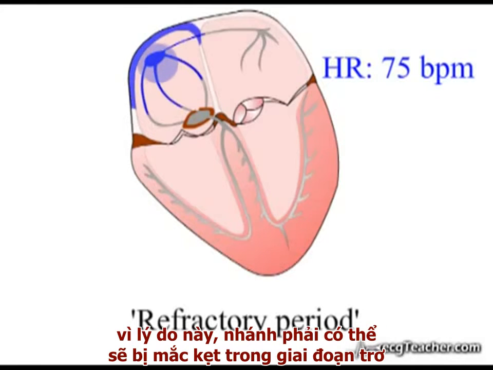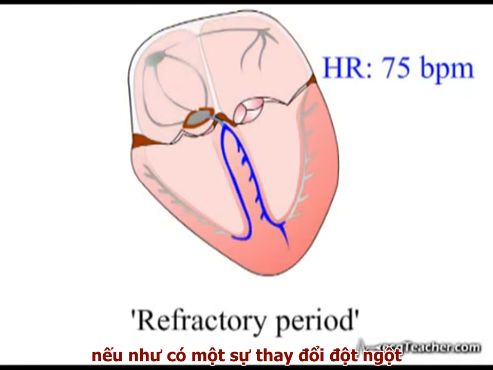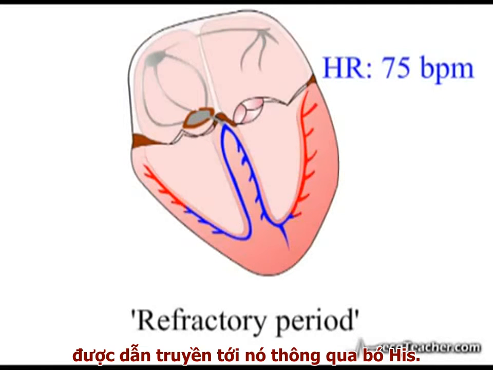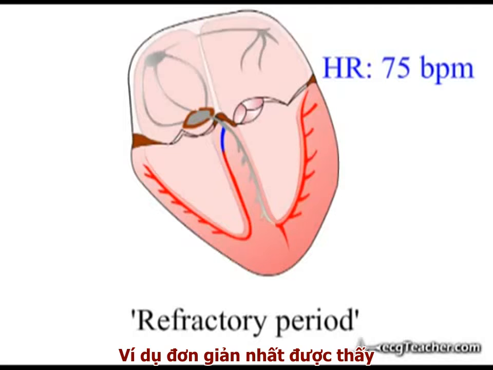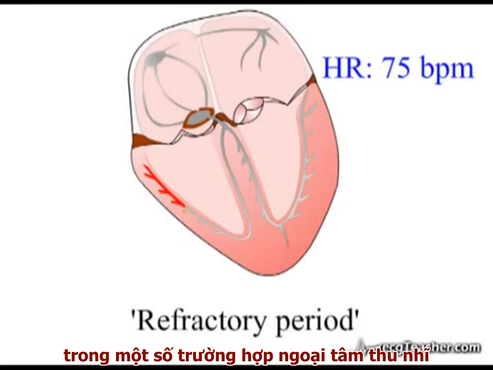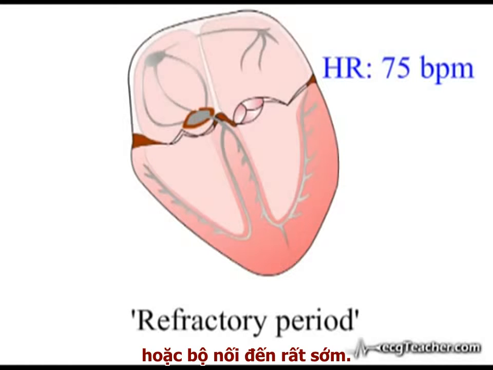And this difference becomes more pronounced at lower heart rate. For these reasons, it is possible for the right bundle branch in particular to be caught in a refractory state in the presence of a sudden, unexpected change in the rate at which depolarizing signal arrives through the bundle of His. The simplest example of this is seen in some cases of very early atrial or junctional premature contractions.